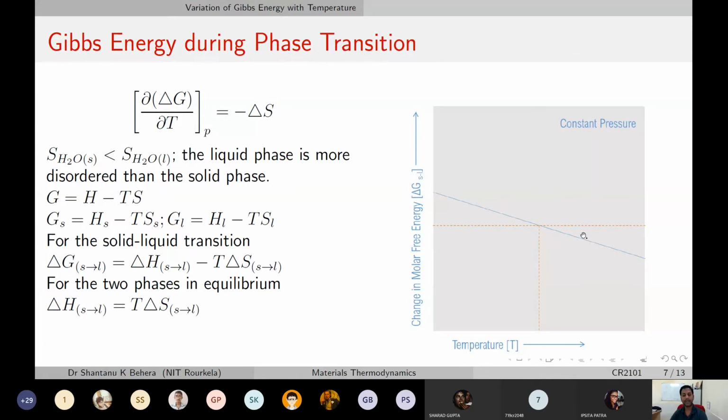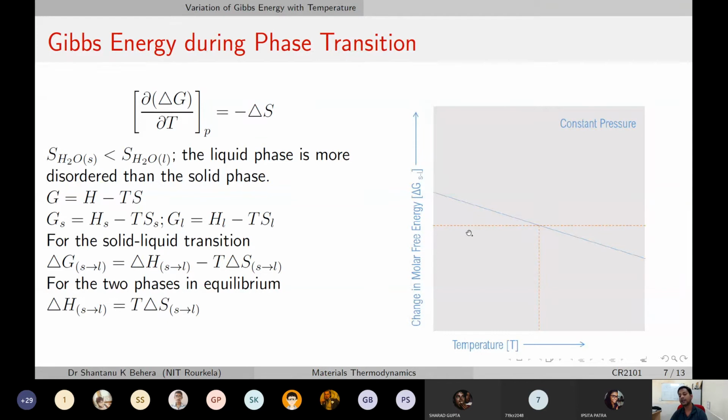That would mean that at temperatures beyond this, delta G solid to liquid is negative, so the liquid phase would be much more existent here. At temperatures lower than this one, delta G from solid to liquid has a positive molar free energy. That's one of the reasons it will not be a stable transition. This transition will not happen, and that's the reason solid to liquid transition is not possible here. That means the solid has a higher free energy here.